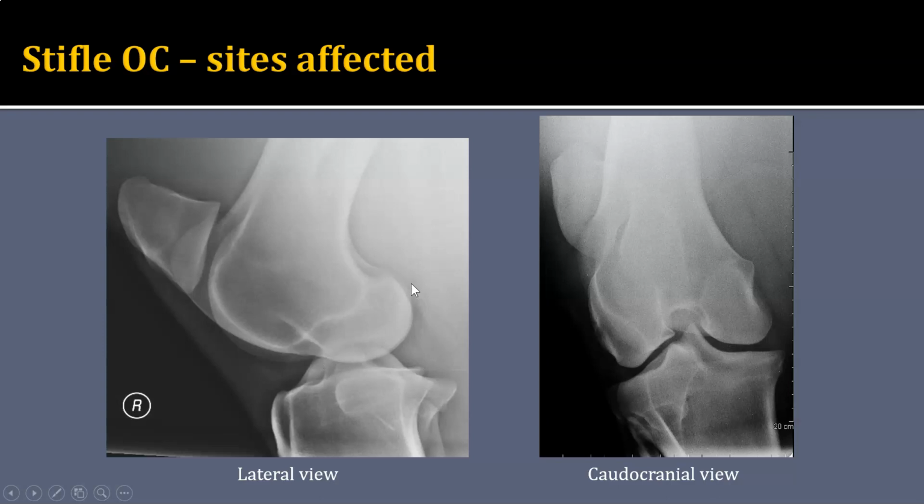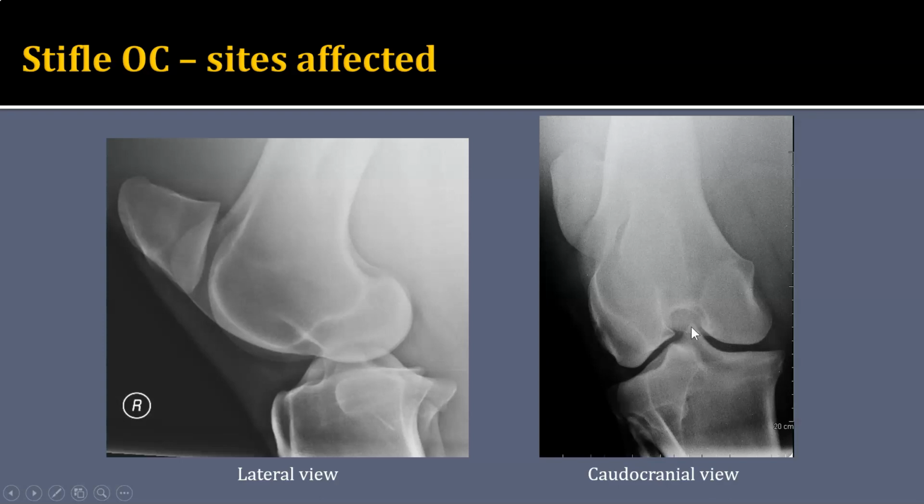Femoral condyles are back here, but the medial and lateral are superimposed and more challenging to evaluate. On the caudocranial view, that's where we're going to best evaluate for the condyles and the osseous cyst-like lesion. So this is the lateral side of the stifle. The patella is located more laterally in the horse. I can also see a bit of fibula.